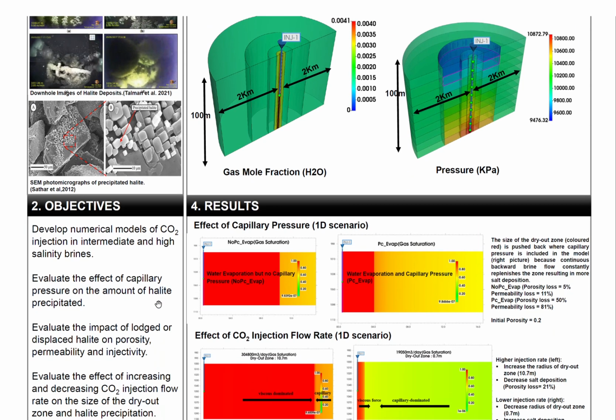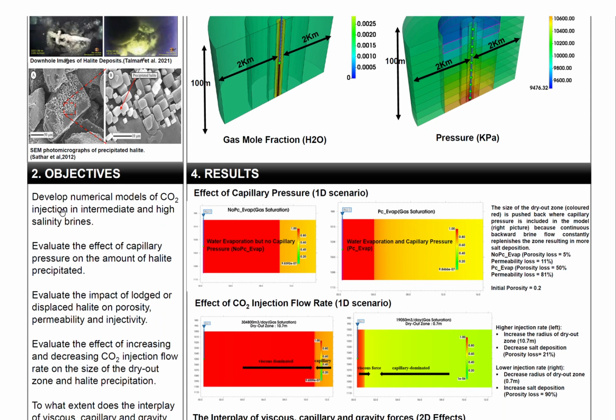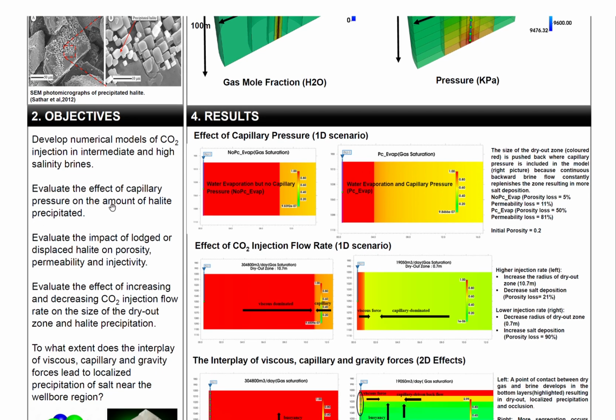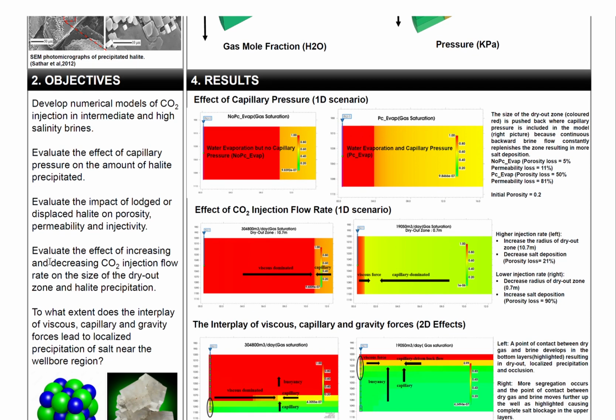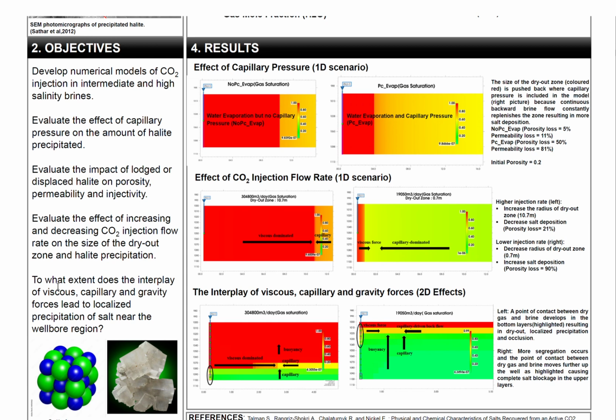To the objectives now. The objective of this work was to develop numerical models of CO2 injection in intermediate and high salinity brines, evaluate the effect of capillary pressure on the amount of halite precipitated, evaluate the impact of lodged or displaced halite on porosity, permeability, and injectivity. Then evaluate the effect of increasing and decreasing CO2 injection flow rate on the size of the dryout zone and halite precipitation. And the last one, to what extent does interplay of viscous, capillary, and gravity forces lead to localized precipitation of salt near the wellbore?